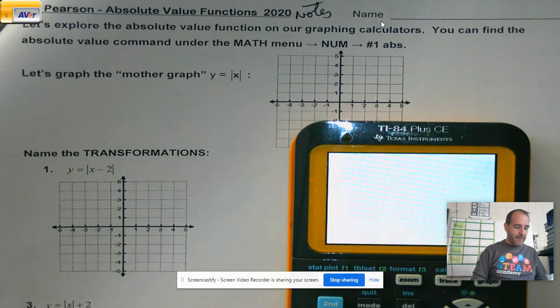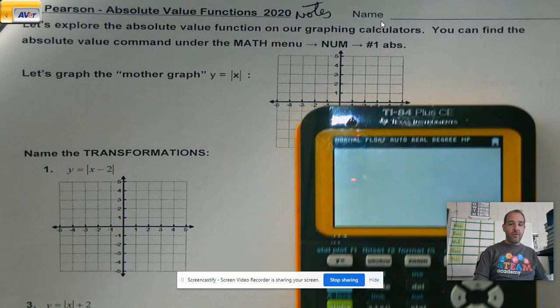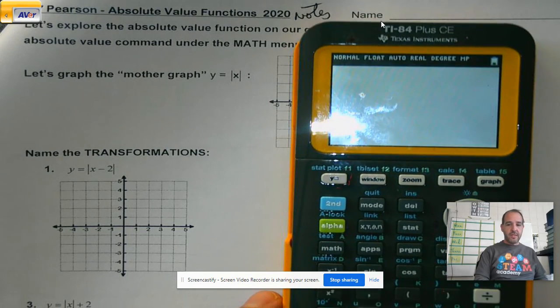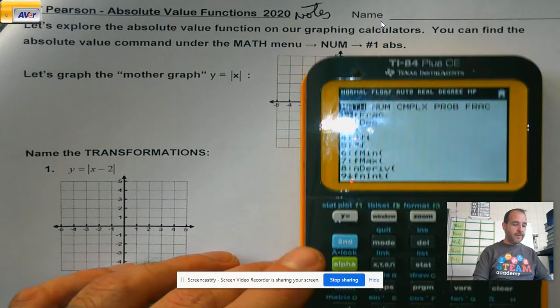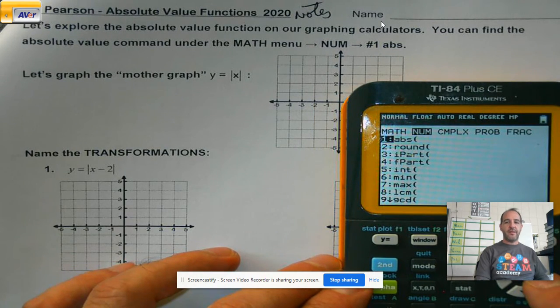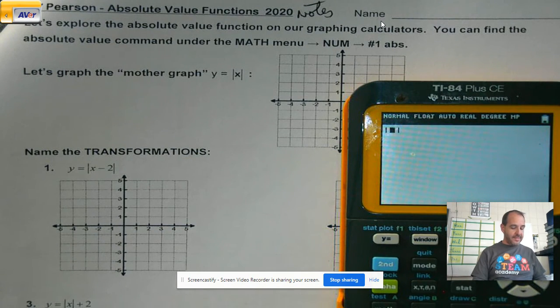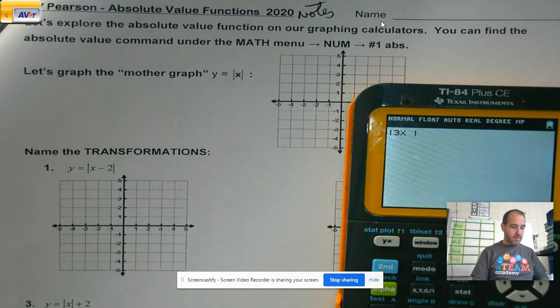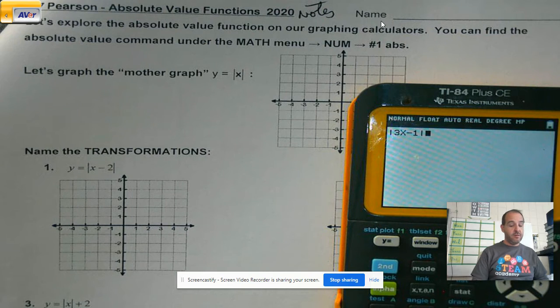If we ever want the absolute value bars, that is going to be found in the math menu. So let me come up here, right below alpha, our math menu. Arrow over to NUM, which stands for numeric, and then number 1 is abs, absolute value. And then it'll show up, and whatever you type inside will be there, and then I can right arrow to get out of it.